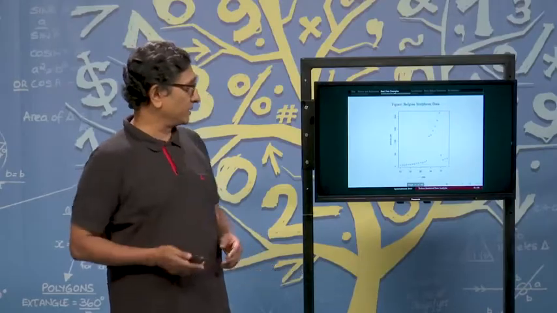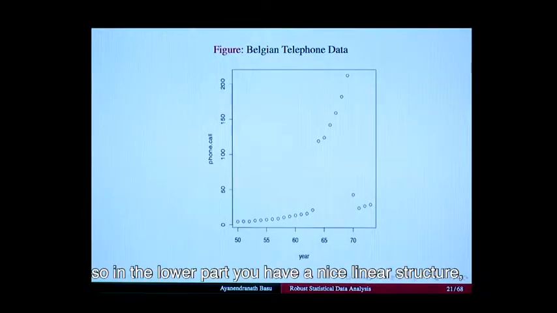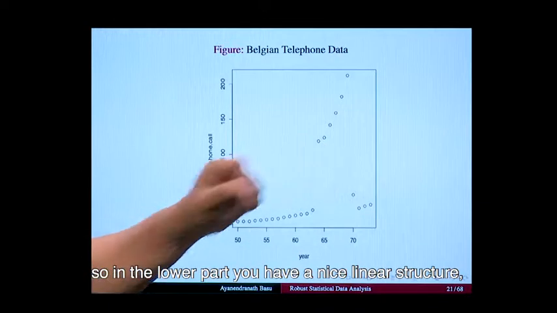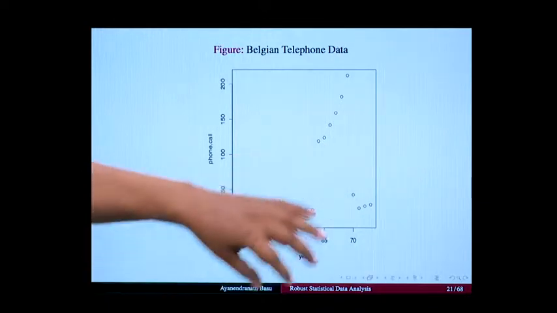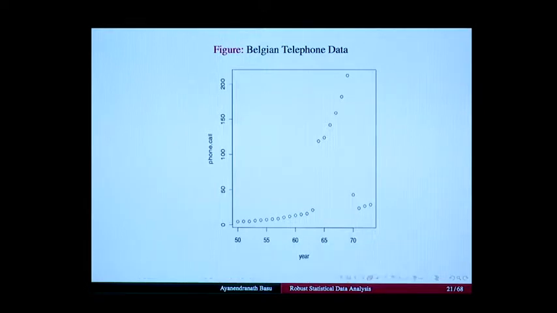This is another data set, Belgian telephone data. So, in the lower part you have a nice linear structure, but something is going on in the central part, we do not know what. If you use maximum likelihood, once again you are completely clueless.